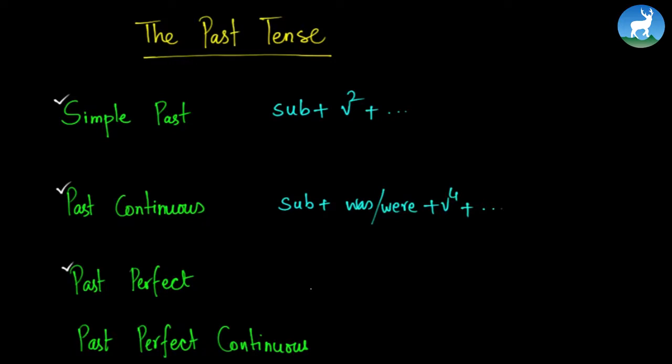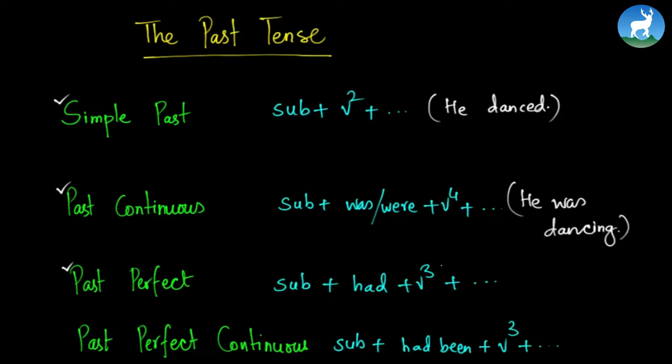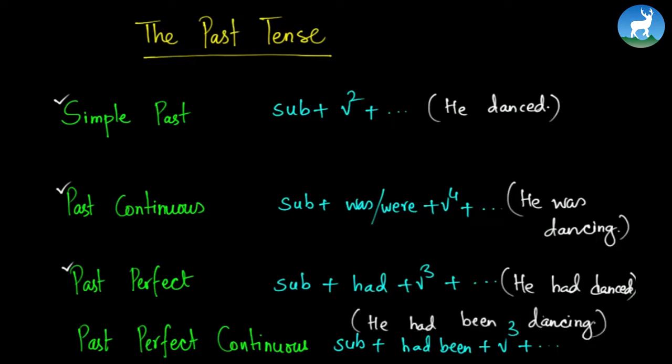right? Now let's go to the third one, past perfect tense. In past perfect tense, the structure is subject plus had plus V3 and so on. Finally, in the past perfect continuous tense, we have subject plus had been plus V3. Let us also learn one example. Let's first start with the simple past tense. What could be the example? He danced. Simply he danced, or danced, British American thing. Alright, let's write one example of past continuous tense. He was dancing. Let's write one example of past perfect tense. Let's write one example of past perfect continuous tense. He had danced and he had been dancing.